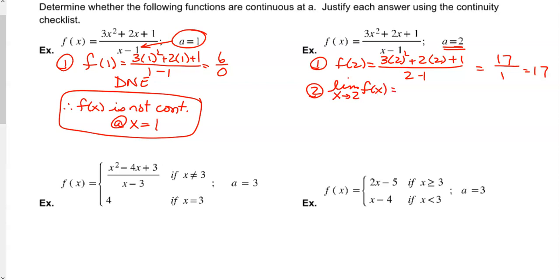Well, what's the first rule of limits? Plug that into your function. Well, I just plugged that into my function here. I'm going to get the same answer out. So I'm just going to save me a little bit of work and know that that's going to equal 17.